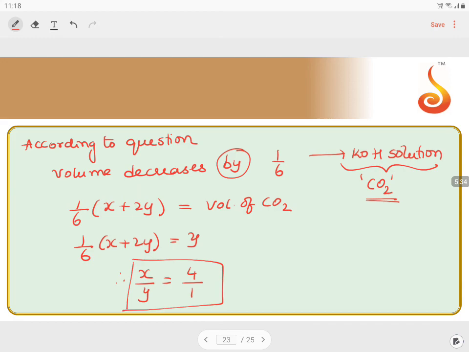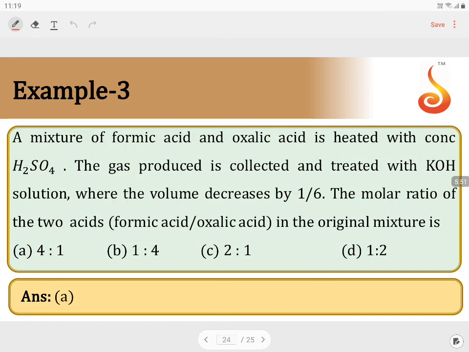So what is the ratio? X corresponds to formic acid and Y corresponds to oxalic acid. So the mole ratio of formic acid to oxalic acid will be 4 to 1, which is option A.